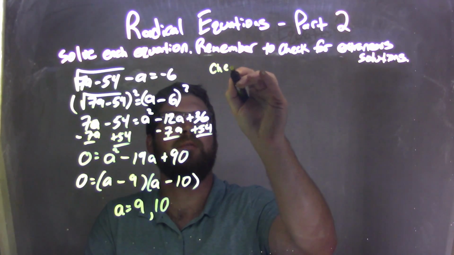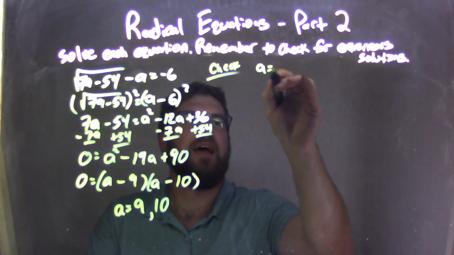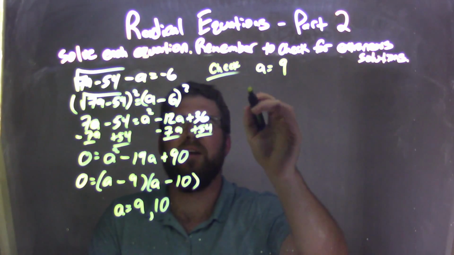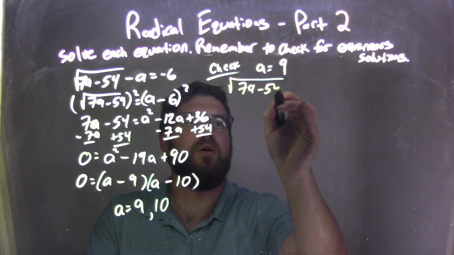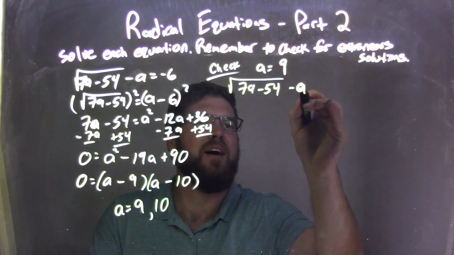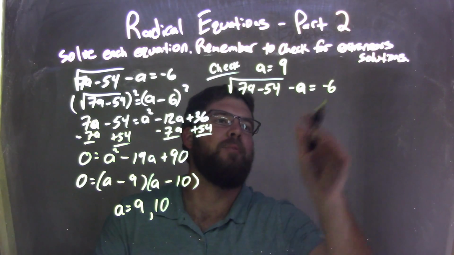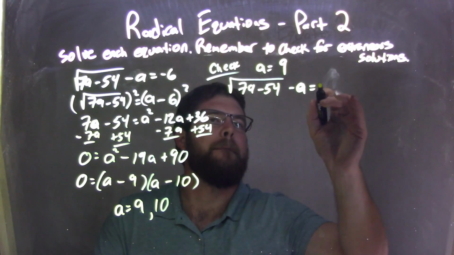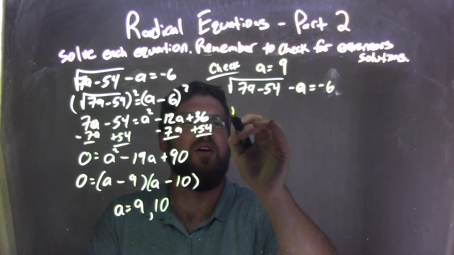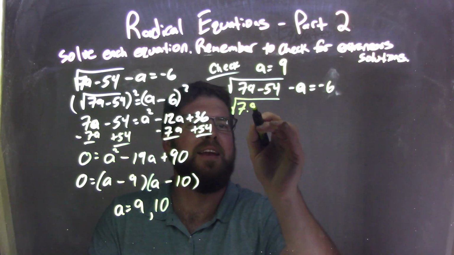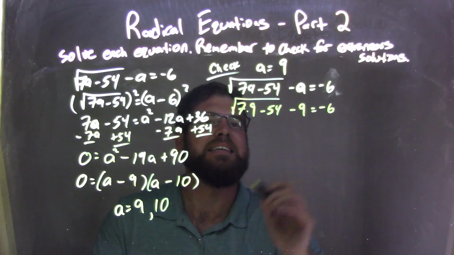So I'm going to do my check here. I'm going to take both of them and plug them in individually into the equation. So first one, a equals 9. The square root of 7a minus 54, minus a on the outside, equals negative 6. Plug 9 in for a. So now I'm left with the square root of 7 times 9 minus 54, minus 9, equals negative 6.